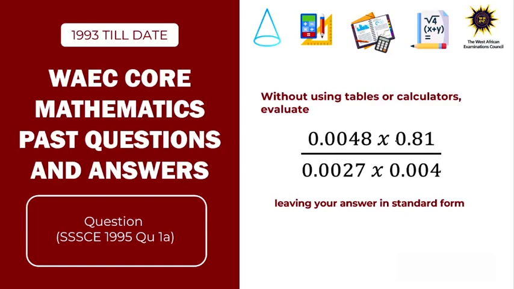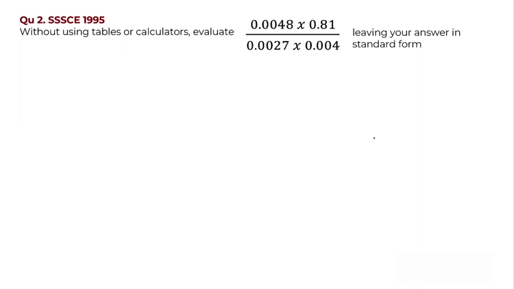In today's video, we want to look at WAEC Core Mathematics Past Questions and Answers, question number 1A for SSSCE 1995. Alright, so let's go ahead and have a look at that question. This was the question that WAEC gave them. They had to solve, without using tables or calculators, the fraction that we have over here with decimals multiplying each other and leave their answer in standard form. Alright, so let's have a look at the solution.